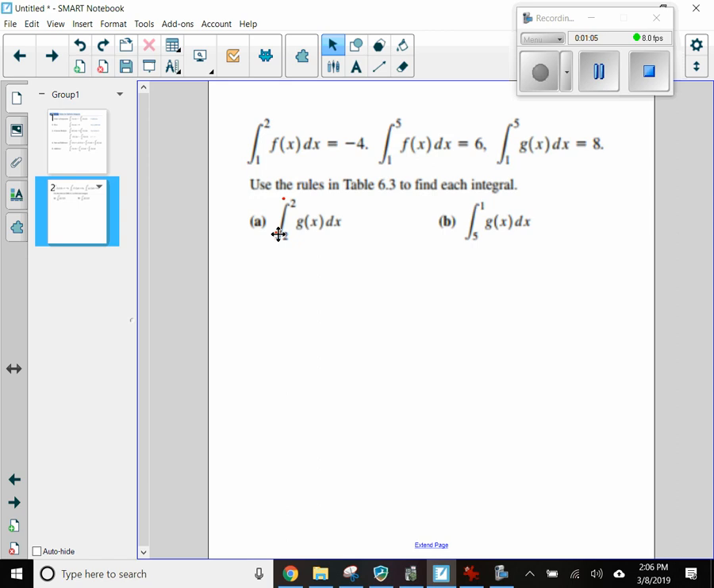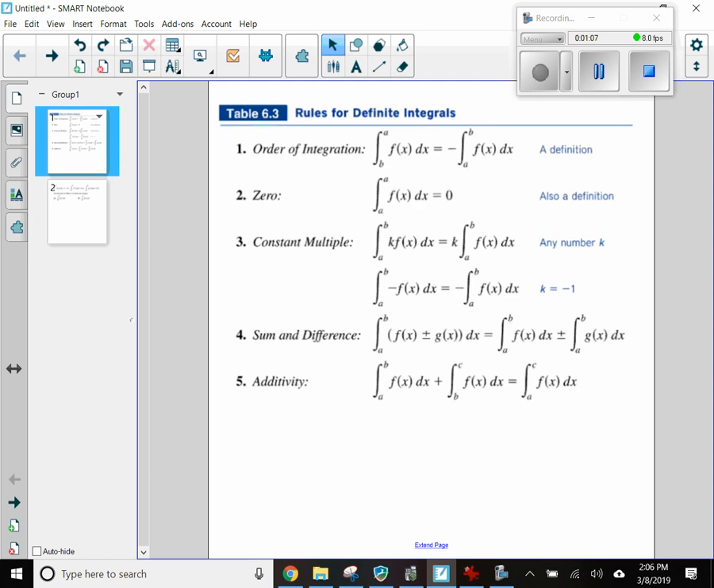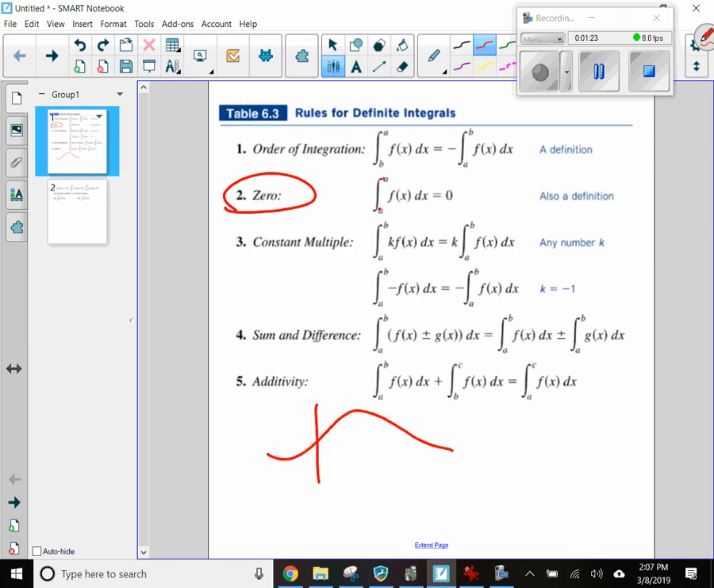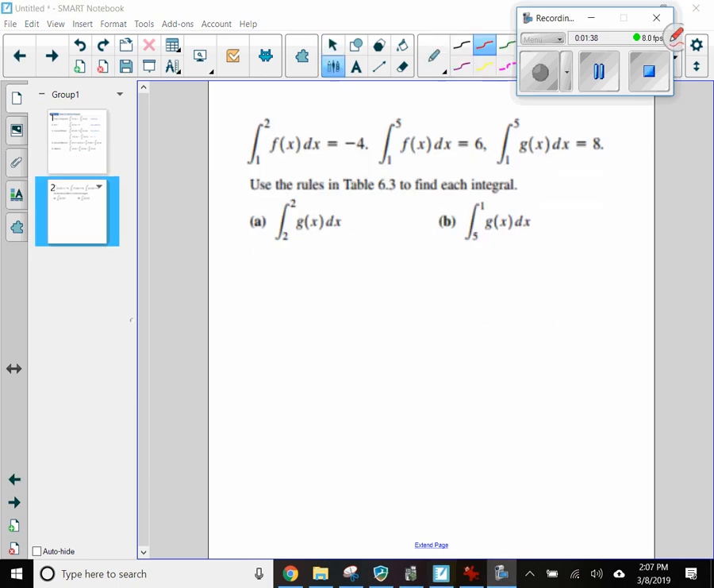I could go back to the rules and see which one is similar, and it's clearly this one here, the 0. If I'm trying to find the area under the curve from one point to the same point, it's going to look kind of like this. Here's the curve, and here's point A, and here's point A. Well, there is no area under the curve. So always when I have the same lower bound of integration and upper bound of integration, the answer is going to be 0. So the answer to A is 0.